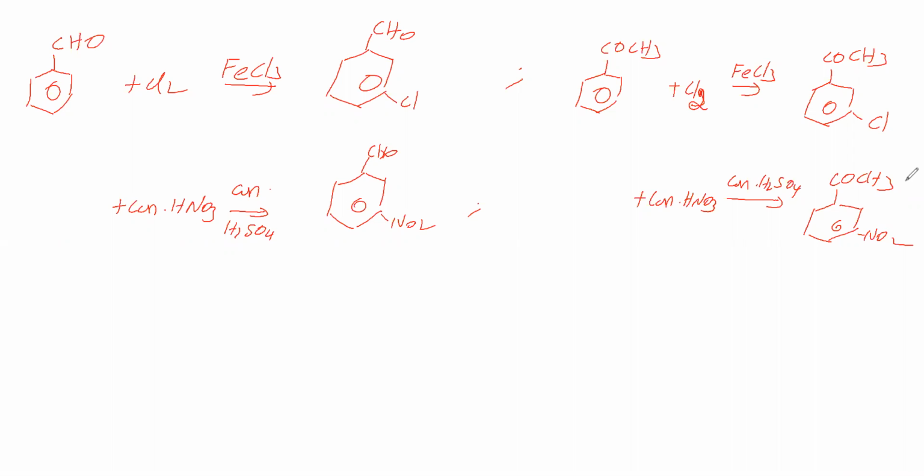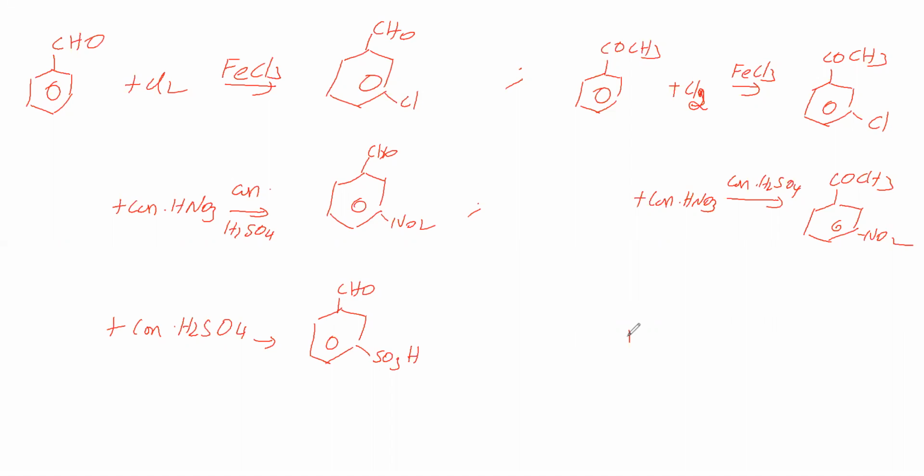Then we will take for sulfonation. We will treat benzaldehyde with conc. sulfuric acid. Sulfonation is possible at the meta position. At the meta position, which group comes in? The sulfonic acid group comes. Sulfonic acid comes at the meta position.